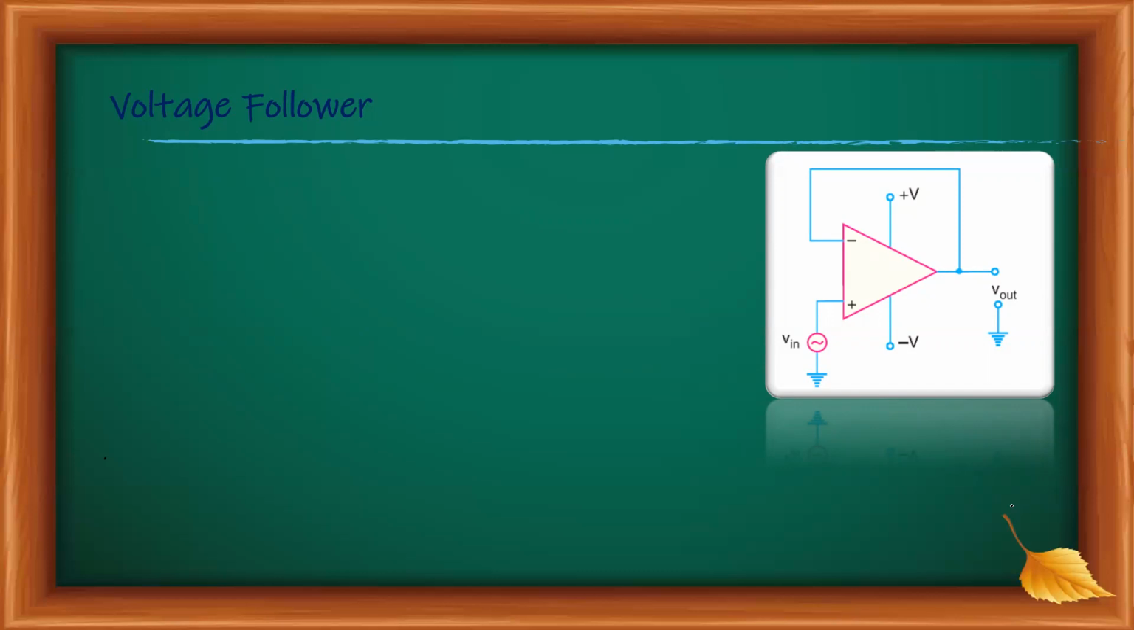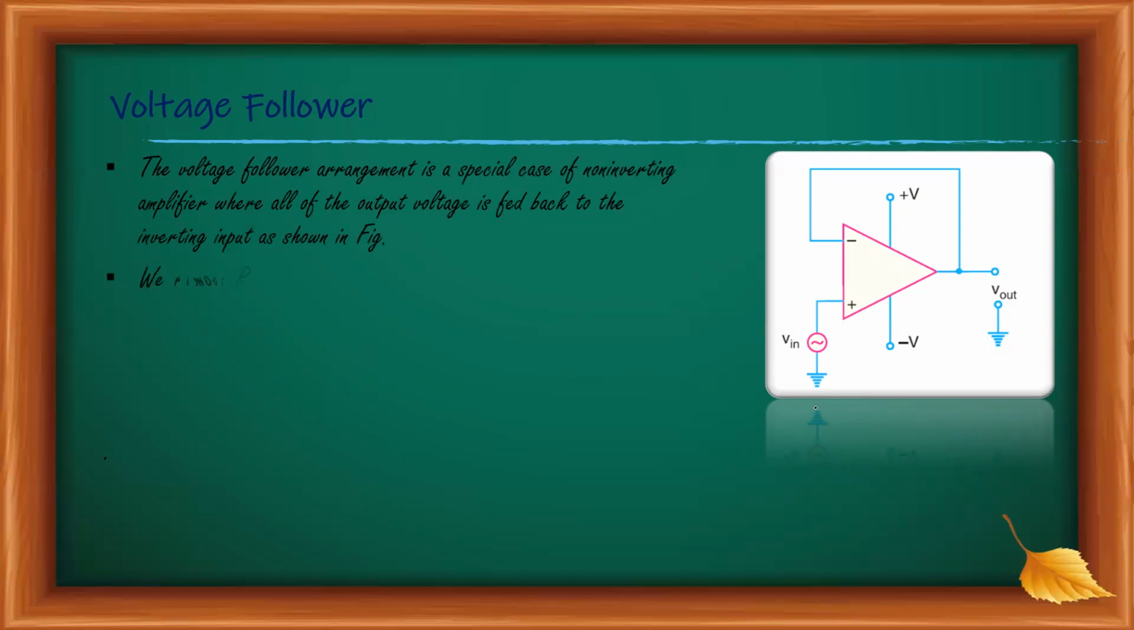When we look at the expression of non-inverting amplifier, when RF is equal to 0 or RI is infinity, the ratio RF by RI must be equal to 0. So the gain of such an amplifier must be equal to 1. Here we remove RF and RI resistors and short the output of the amplifier to the inverting input terminal.